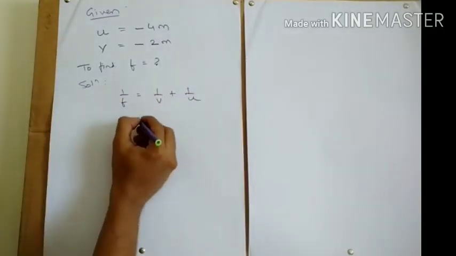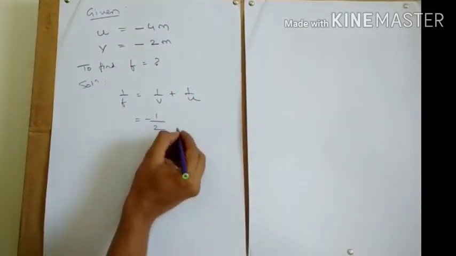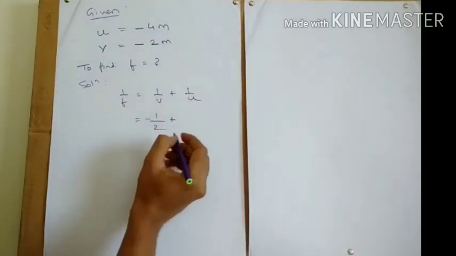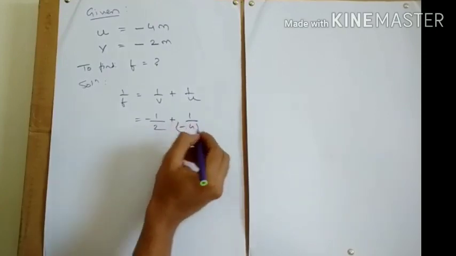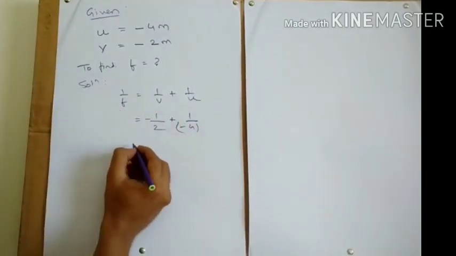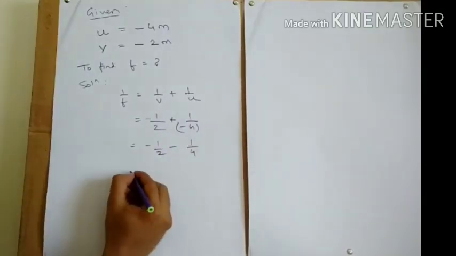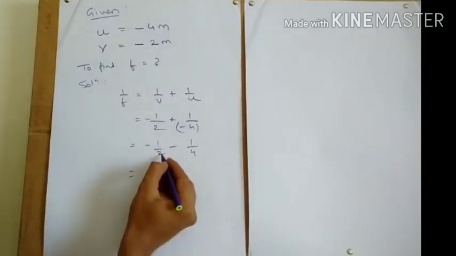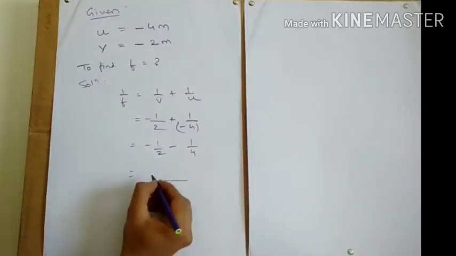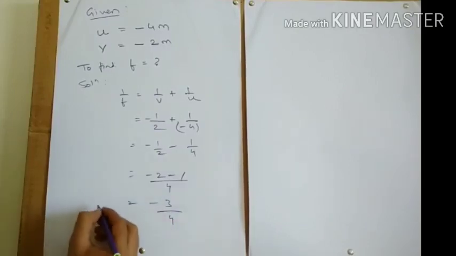Now let us substitute. How much is v? v is minus 2. So it becomes 1 by minus 2, plus. Then we substitute for u. u is minus 4, so in brackets minus 4. Plus minus becomes minus. So we will get minus 1 by 2 minus 1 by 4. I am sure you can solve this. We will take the LCM as 4. So it will be minus 2 minus 1, and minus 2 minus 1 is minus 3 by 4.